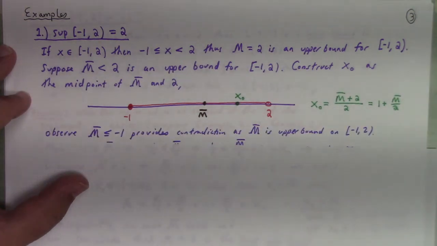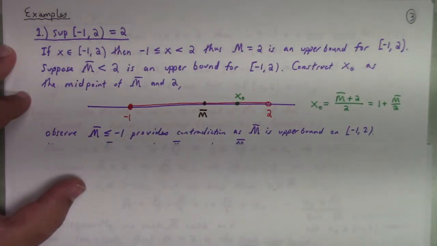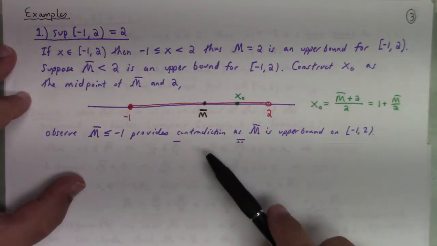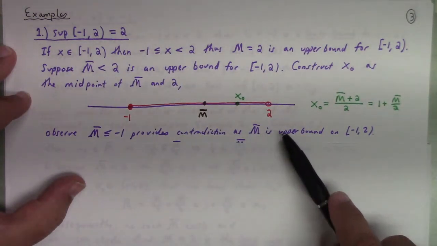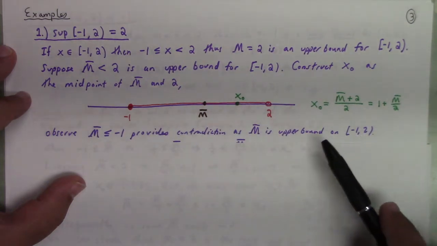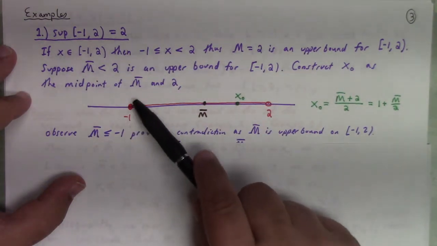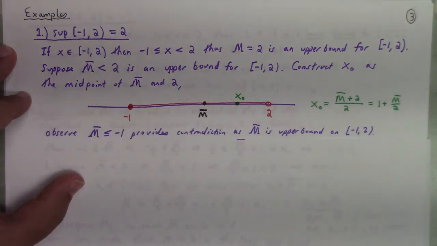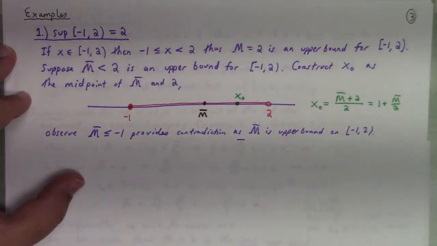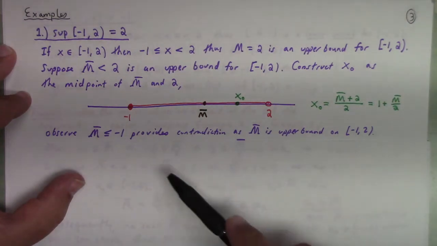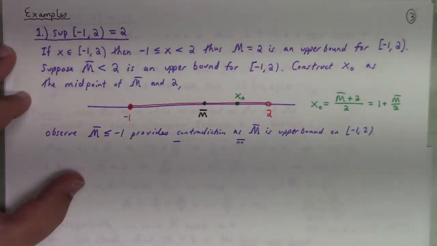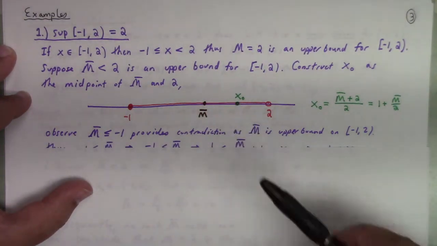Great. So first of all, I would point out that m bar less than or equal to -1 provides a contradiction, as m bar is an upper bound on -1 to 2, right? It certainly can't be smaller than one of the elements in the set. That would contradict its identity as an upper bound, right? So we can rightly assume that -1 is larger than m bar, right? So in other words, my picture is legit.